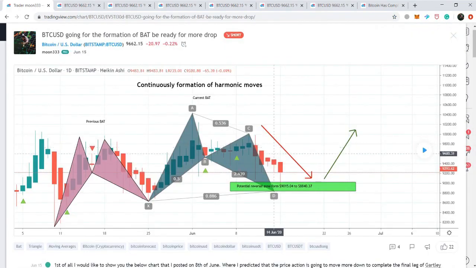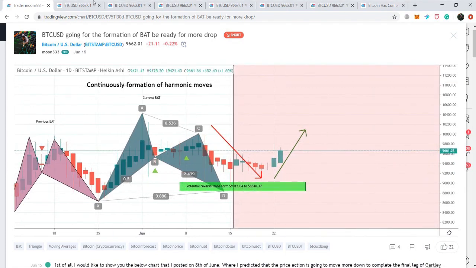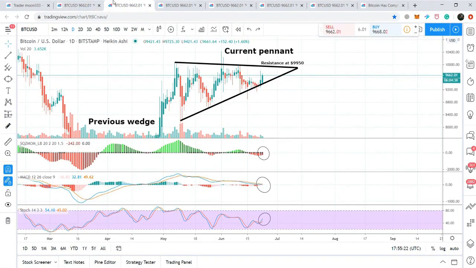And I was expecting that, just like this Bat pattern, when the price action entered the potential reversal zone of the current Bat pattern from the 0.786 to 0.886 Fibonacci level, this is that PRZ or potential reversal zone level, the price action would move up. And now I'm playing this chart. You can see that the price action moved up from here.